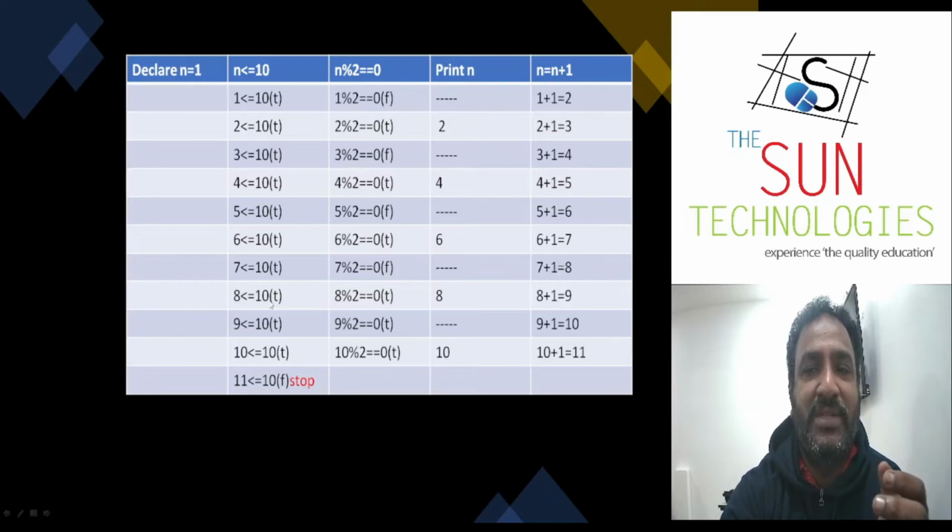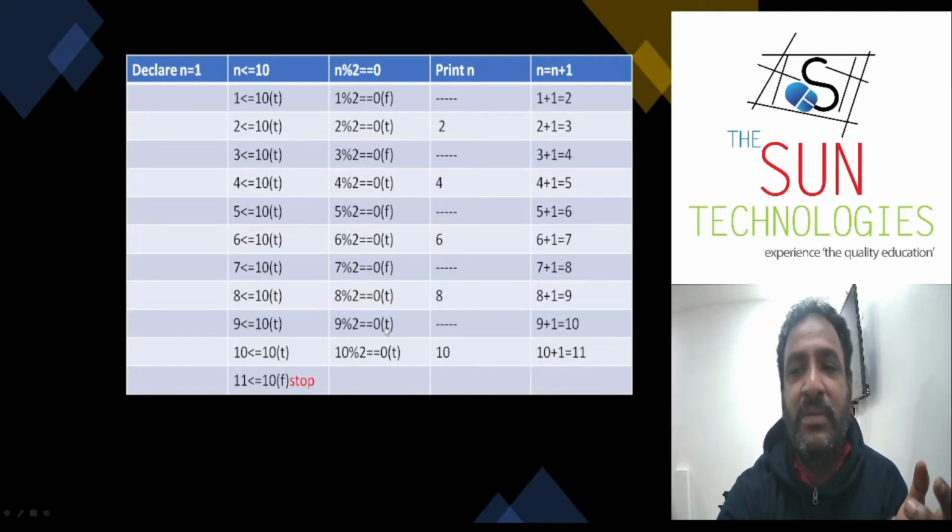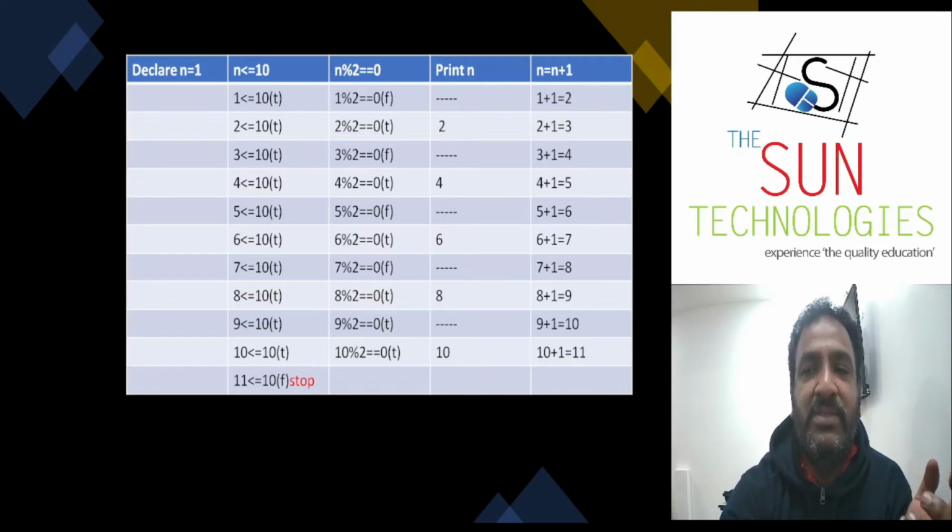8 less than or equal to 10. 8 modulus 2 equal to 0. The condition is true. 8 is displayed. And 8 plus 1, 9. 9 less than or equal to 10. 9 modulus 2 equal to 0. Sorry, it's not true. It's a fail. So 9 is not displayed.